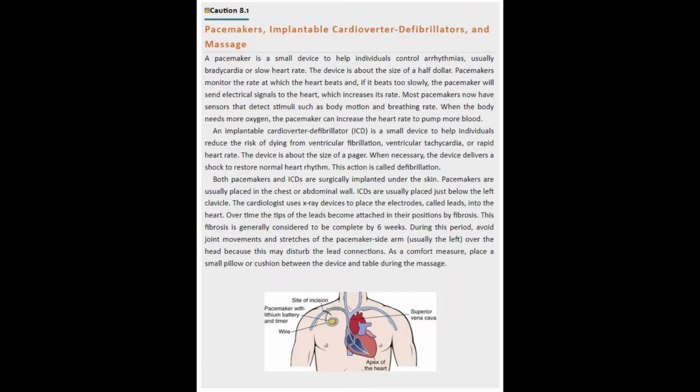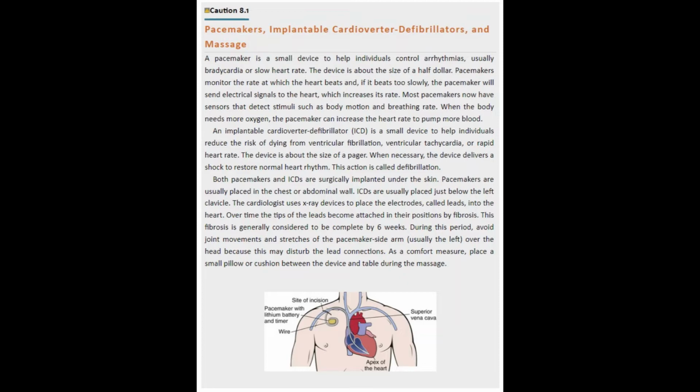It's pretty superficial. The thing to remember is that the tips of the leads become attached in their positions by fibrosis. All right, that takes about 6 weeks to occur. So during those 6 weeks, you need to avoid joint movements and stretches of the pacemaker side arm or the neck. I would say your book doesn't include that there, but I also wouldn't do any heavy stretching or pulling at the neck or even the trap muscles, because this disturbs the lead connections.